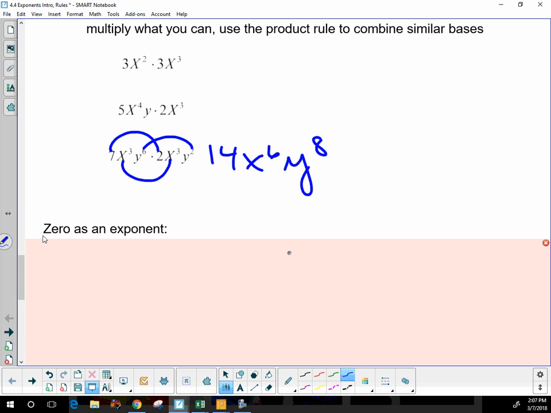Let's talk about special exponents. 0. I know we talked about it yesterday up on the board, but I want to go over it again here because this is a concept that we need to really grasp and know what we're doing. It's easy to slip up with this one.